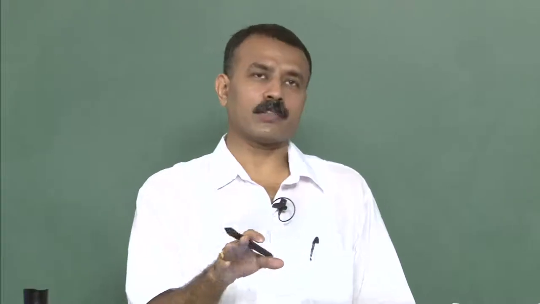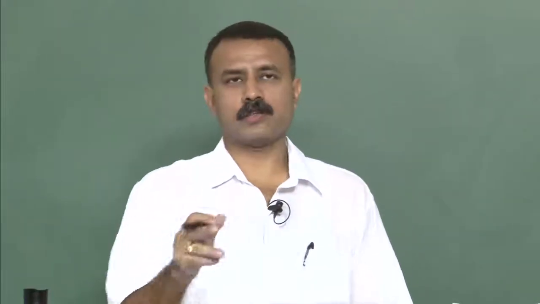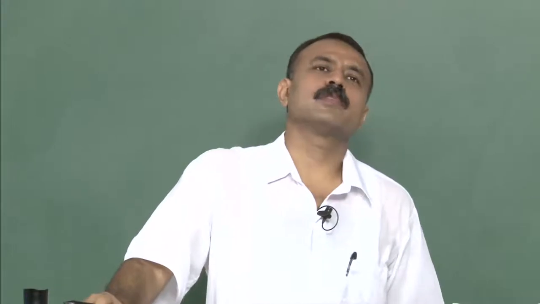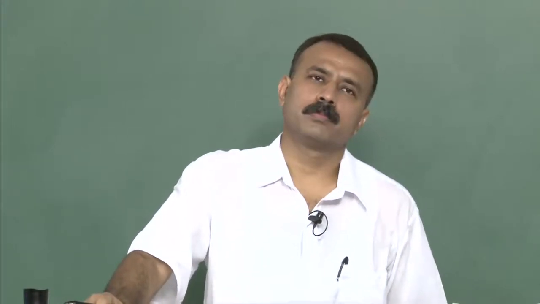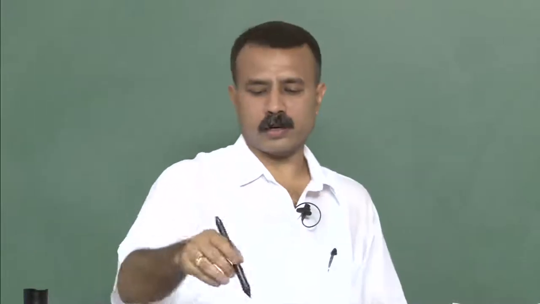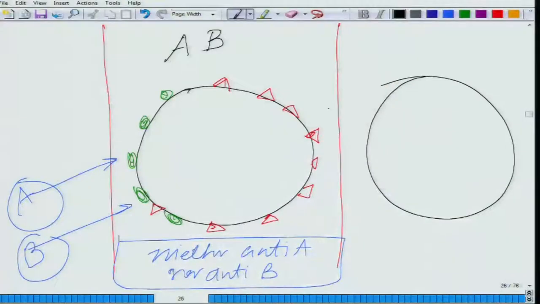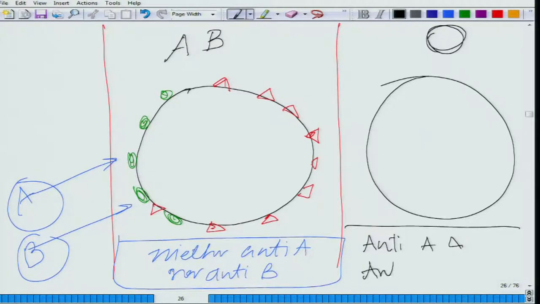Of course, I haven't introduced the Rh factor, I will introduce it very soon, as soon as I finish this. Then comes a group called blood group O. Blood group O is somebody like, imagine a cell like this, which does not have any surface antigen. They do not have any surface antigen, yet they have anti A and anti B antibodies in their blood, in their plasma.